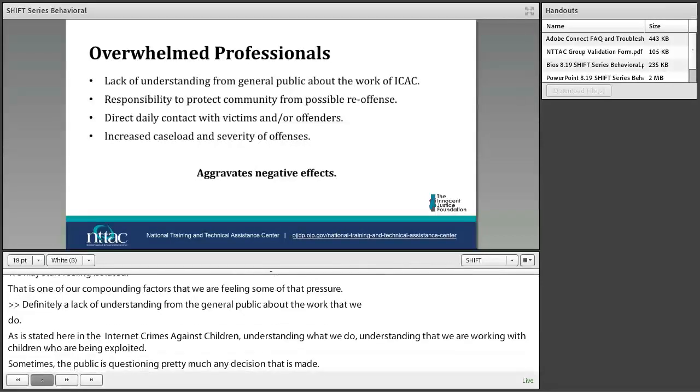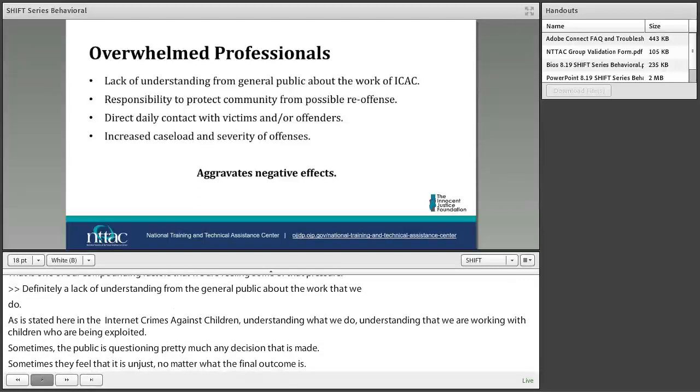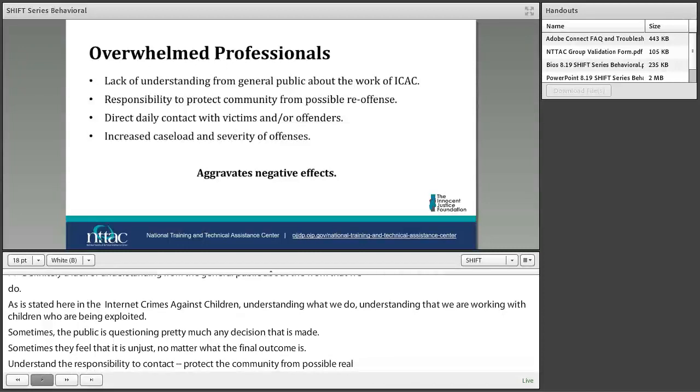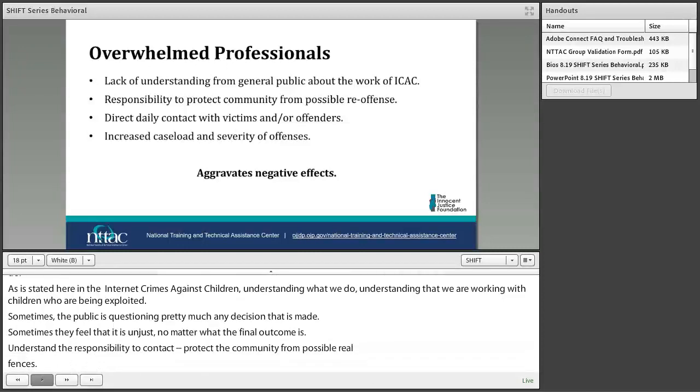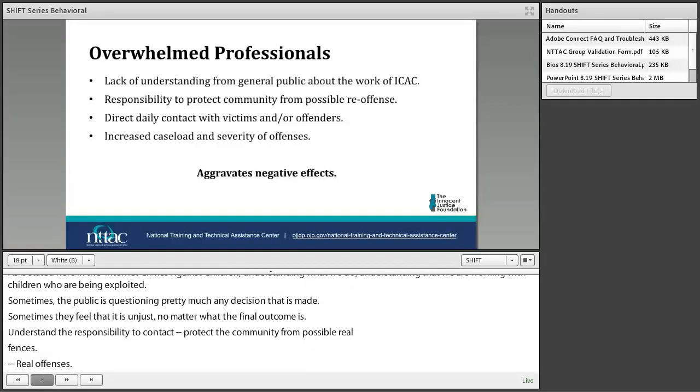So understand the responsibility to protect the community from possible reoffenses. Some of the things that we deal with firsthand is our responsibility, making sure it doesn't occur. I mean, meeting with our probation officer folks, it's something that they have to deal with daily with their clients and their caseload, and it's something of whether the person they're monitoring is going to reoffend.